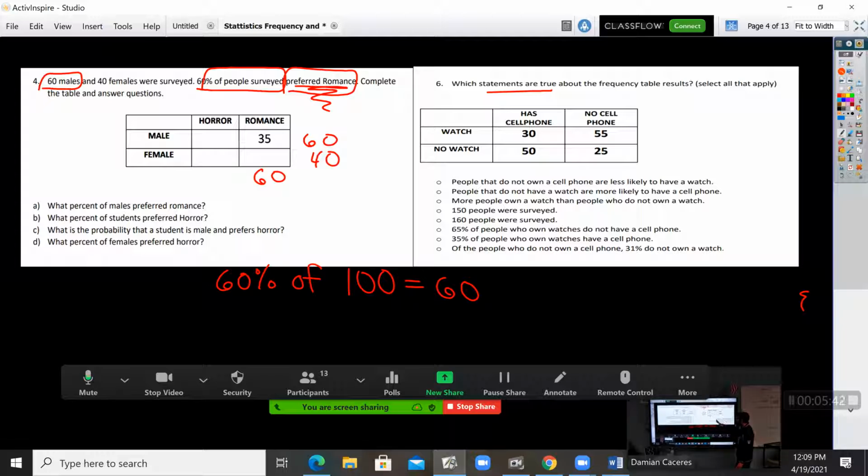Now, with those three pieces of information, we can figure out all the empty spaces. So 35 plus what is 60? 25. Again on top, 35 plus what is 60? 25. And now 15 plus 25 is 40. Now all of our totals match, and we can get to answering the questions below.